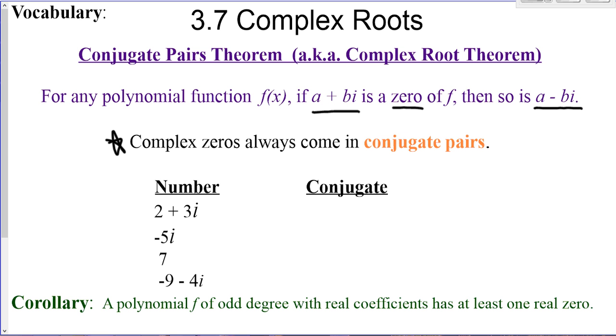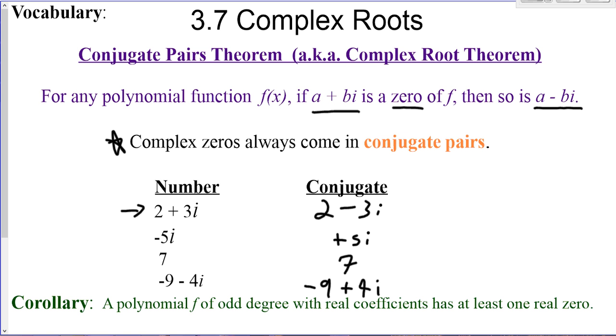So remember conjugates. If this is our complex number, 2 plus 3i, our conjugate just changes the sign of our imaginary part. So our conjugate is 2 minus 3i. For minus 5i, the conjugate is just going to be plus 5i. For 7, it's just a real number, so its conjugate is 7. And for negative 9 minus 4i, again, the negative 9 stays the same sign, but just the complex part changes.